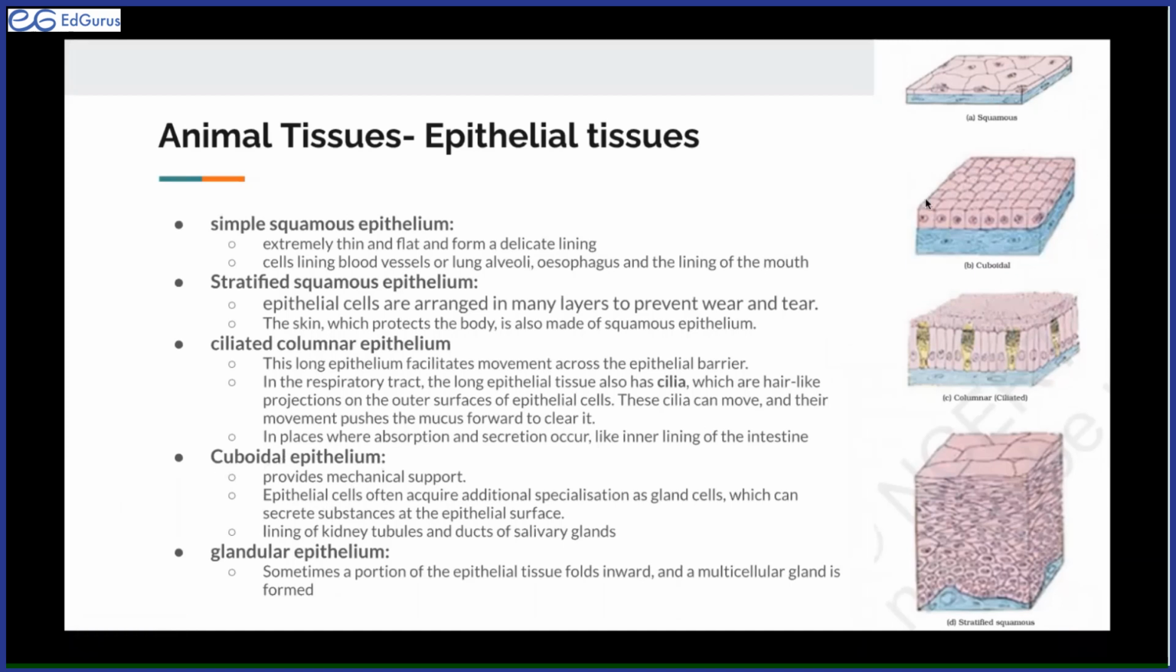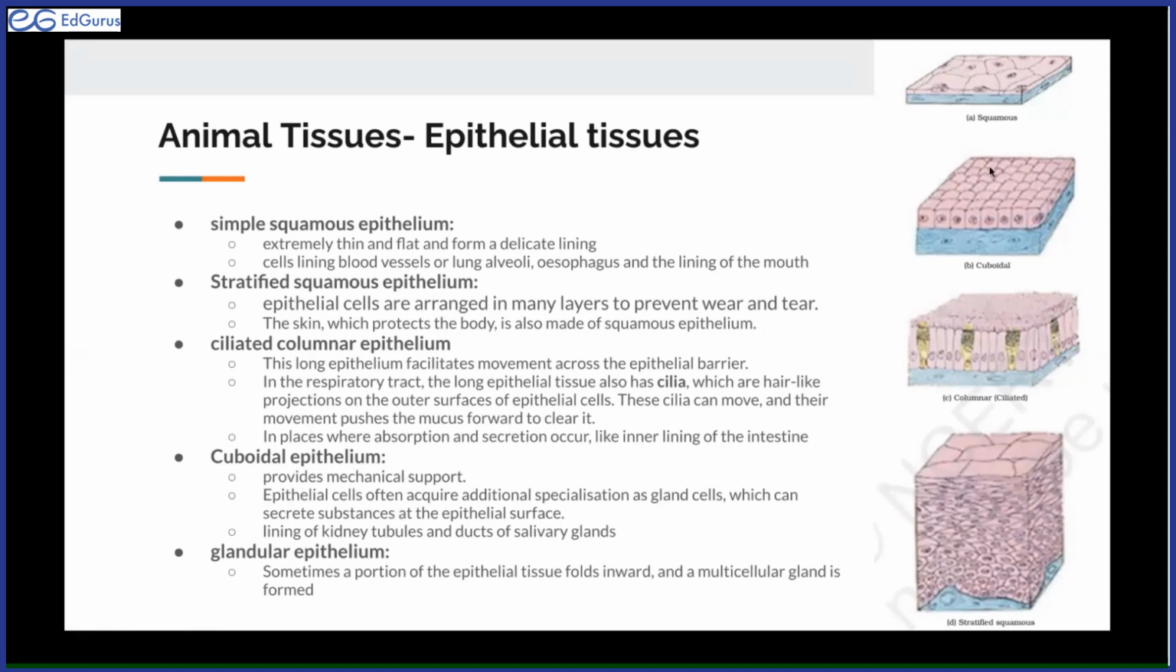That is this one, cuboidal. So basically what it does is it provides mechanical support. Epithelial cells often acquire additional specialization, such as gland cells, which can secrete substances at the epithelial surface. And cuboidal epithelium is mostly present in the lining of kidney tubules and ducts of salivary glands. So you should just know that the main function of this cuboidal epithelium is to provide support.